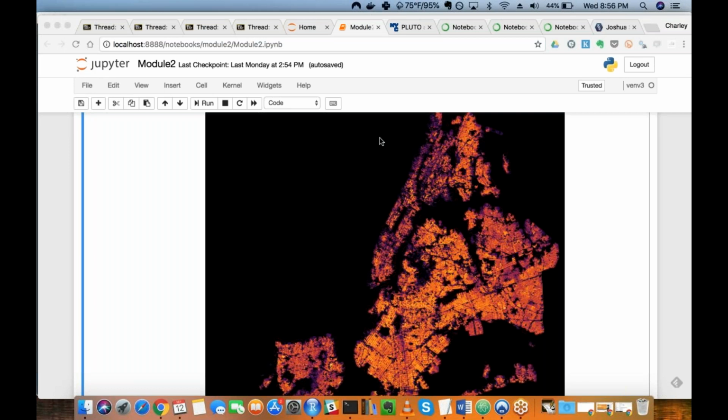Here we have our points simply mapped out and shaded by the density. If we wanted to shade it by the value as well, can anyone guess why that might be problematic?